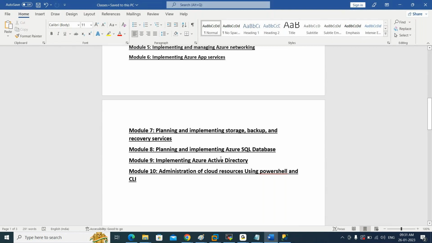Then the major module we're going to cover is the 8th module, planning and implementing Azure SQL database. It talks about every activity that we do on-prem; we do similar activities in Azure also. We should know what standards we need to follow to create the SQL database, what cost optimization models we have, what best security compliances we need to follow, what inbuilt performance tuning models we have, what kind of data recovery models we have in the cloud, and what migration strategies we have.